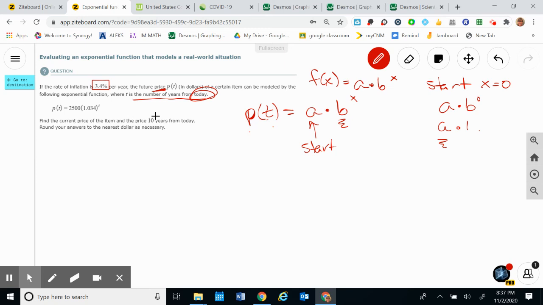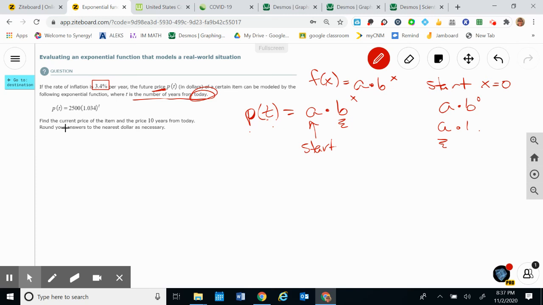I remember when I was little and cars were a certain price, and I remember thinking, there's no way they're ever going to be 50,000. And here they are. Okay, find the current price of an item and the price 10 years from today. So the current price is going to be right now, which is time is 0.